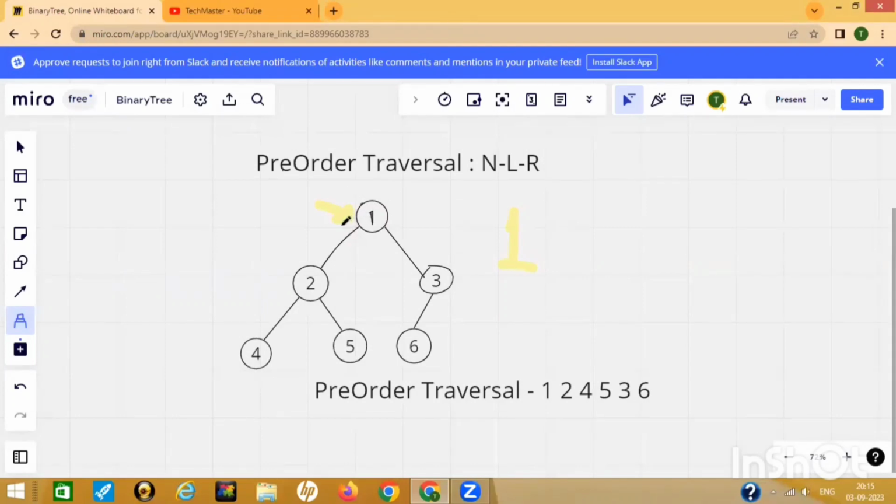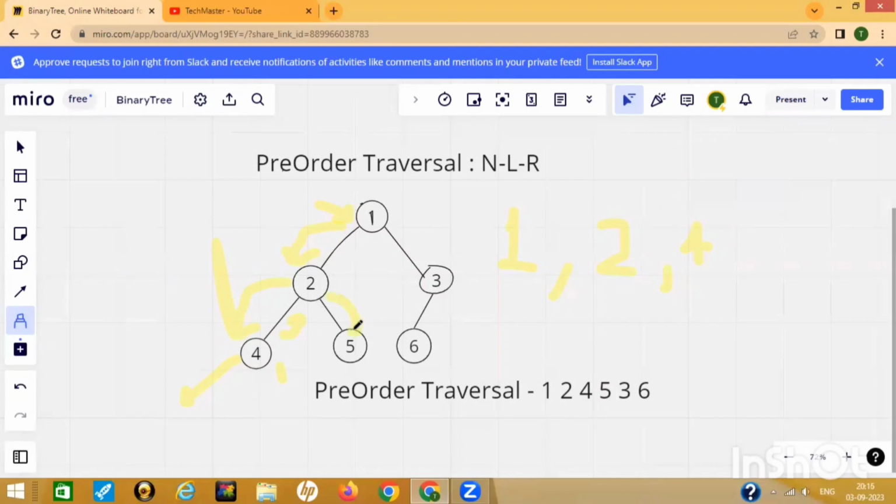Then we move on to the left side. On the left side we have two, and since we have arrived at node two, we will visit this node two. So now we visit node two, and we move on to the left side of two. On the left we have four, so we visit four, and then we move on to the left side. Left is null, and once we have visited the left, we move on to the right side, but even the right side is null for node 4. So we move back to 2, and we see that for 2 we have visited the left side, so node 4 is visited. Now we will visit the right side of node 2.